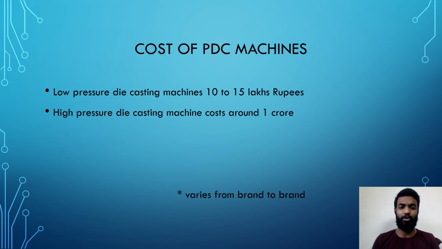So now let's move on to cost of PDC machines. So it varies from few lakhs to some crores. So for low pressure die casting machine, the cost varies from 10 lakhs to 15 lakhs, and for high pressure die casting machine, it is about 1 crore or more.